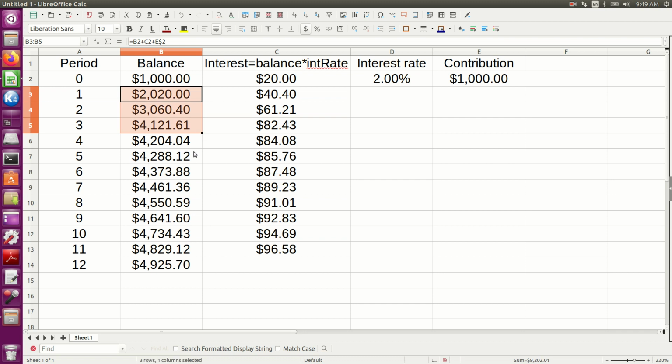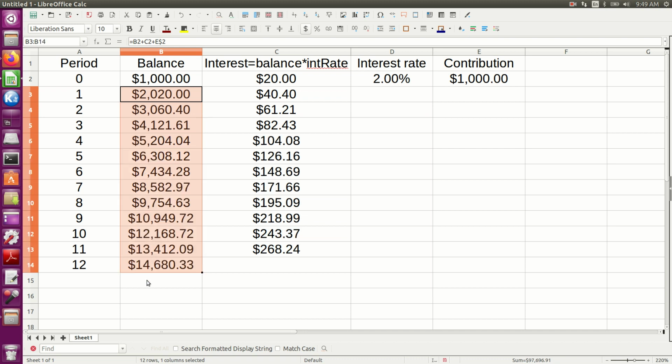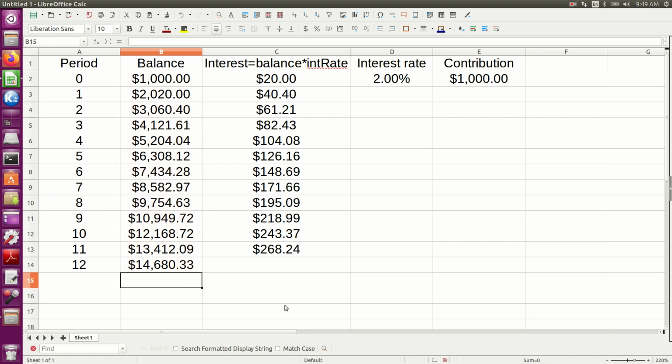Now in OpenOffice and LibreOffice and maybe even Google Sheets, I think you can do this in all of these, if I double click, see it filled it all the way down. But Excel, if you already have numbers in it, it doesn't seem to let you overwrite it, so you would just have to take the cell you want to copy and grab it and pull it down like this. Okay, and so there is my $14,680.